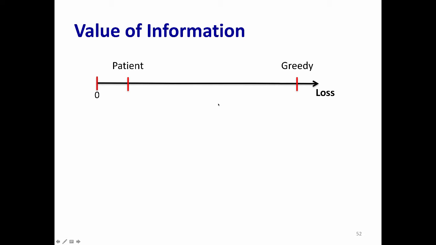This is the picture that we proved: the loss of the greedy is much more than the loss of the patient. In fact, the distance between the loss of the patient and 0 is much smaller than the distance between the loss of the patient and greedy. But for all of these results, I assume that we have access to information about agents who are about to depart, i.e. critical agents, exactly at the moment that they become critical.